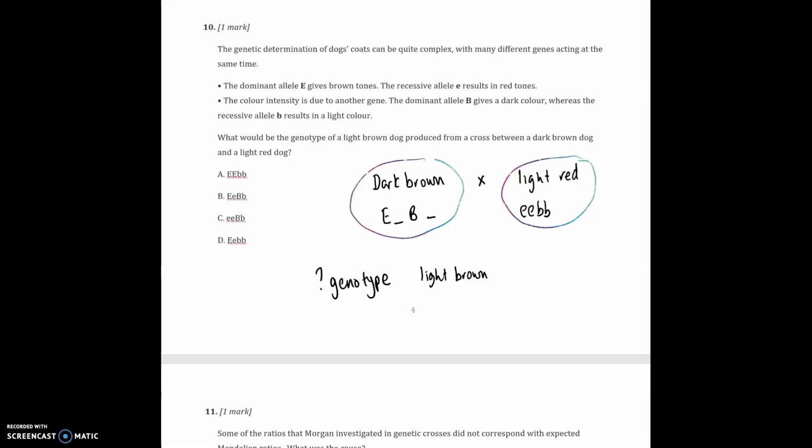So we know it must get a little e and a little b from this parent. Because it's light, it must have another little b from that parent, so that would make that like that. But because it's brown, it must have a big E, and so that makes the answer D.